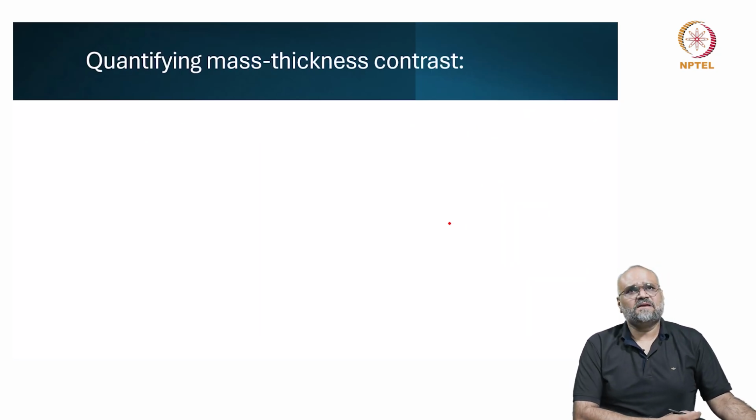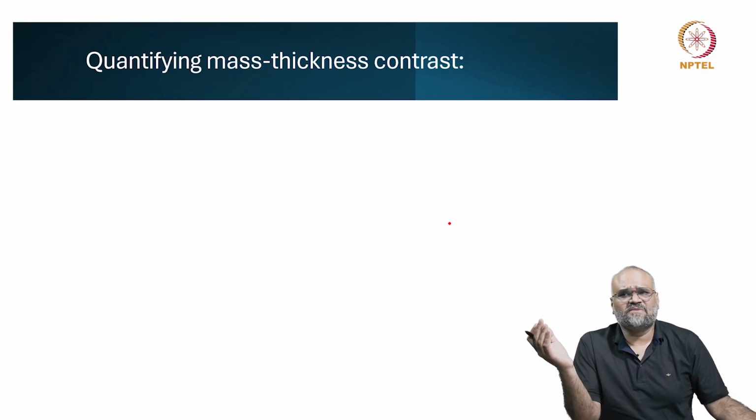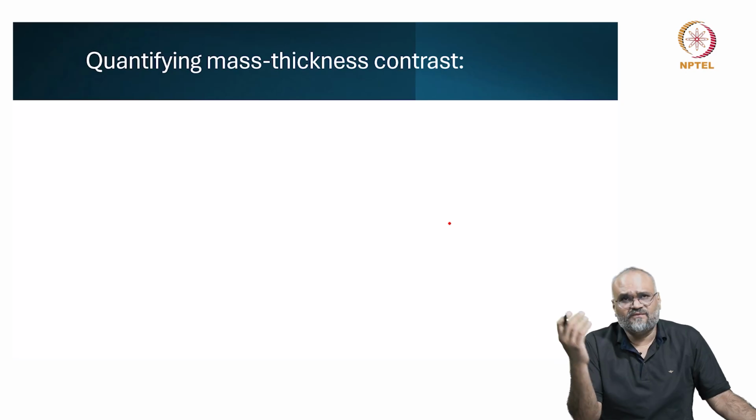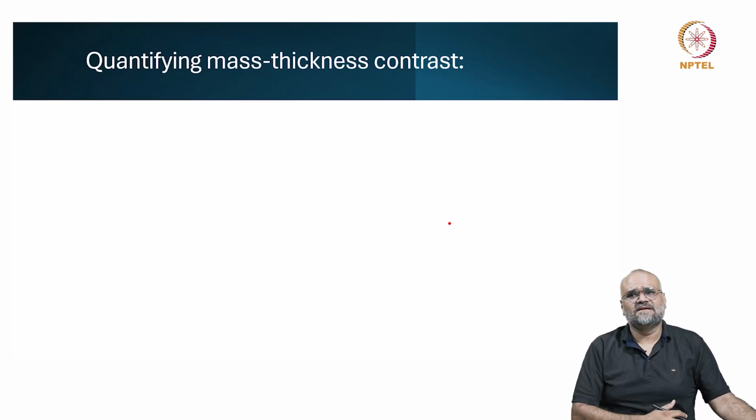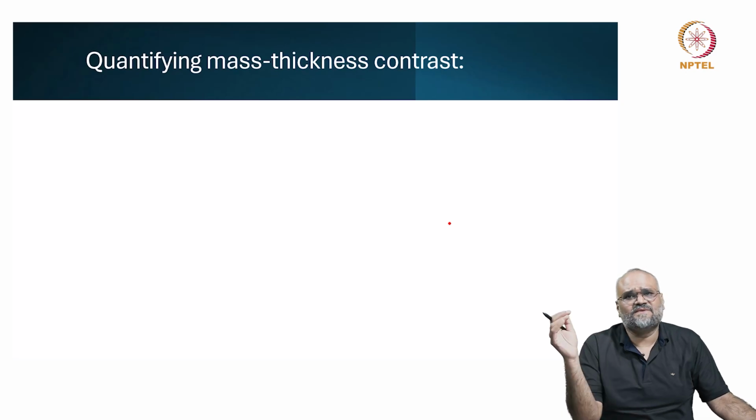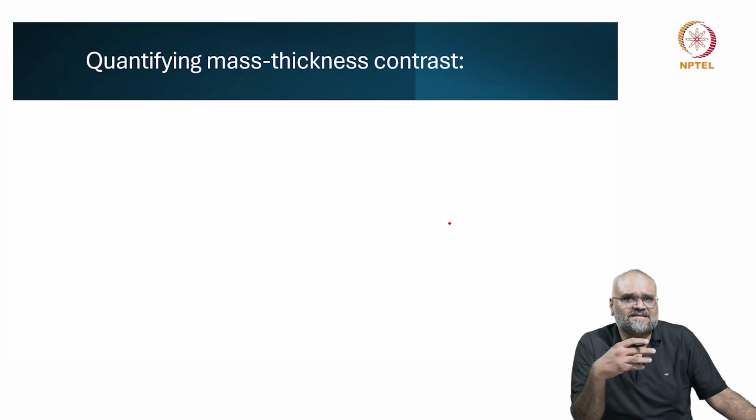So, to quantify mass thickness contrast, I was mentioning to you something called a bright field image or a dark field image. Now, if you look at just this empty screen here, the background looks bright and the features of interest start appearing darker. The text that I want to present to you appears darker.